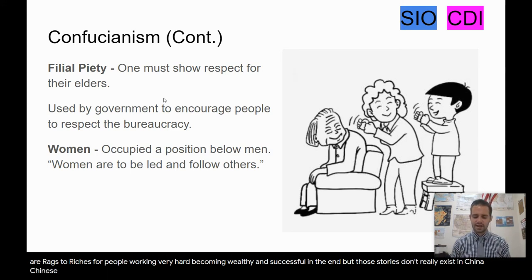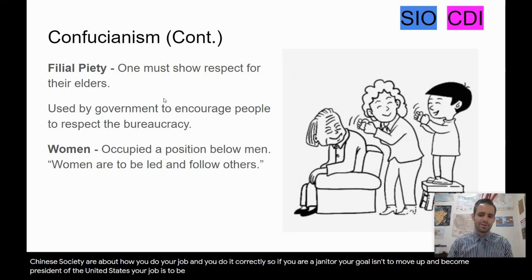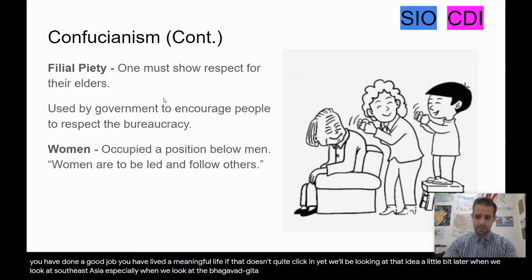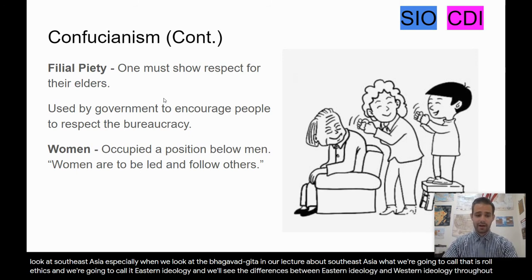Most of the stories in Chinese society are about how you do your job and you do it correctly. So if you are a janitor, your goal isn't to move up and become president of the United States. Your job is to be a really, really good janitor. If you can be the best janitor that you are capable of becoming, then you have done a good job. You have lived a meaningful life. If that doesn't quite click in yet, we'll be looking at that idea a little bit later when we look at Southeast Asia, especially when we look at the Bhagavad Gita in our lecture about Southeast Asia. What we're going to call that is role ethics, and we're going to call it Eastern ideology. And we'll see the differences between Eastern ideology and Western ideology throughout the entirety of the year.